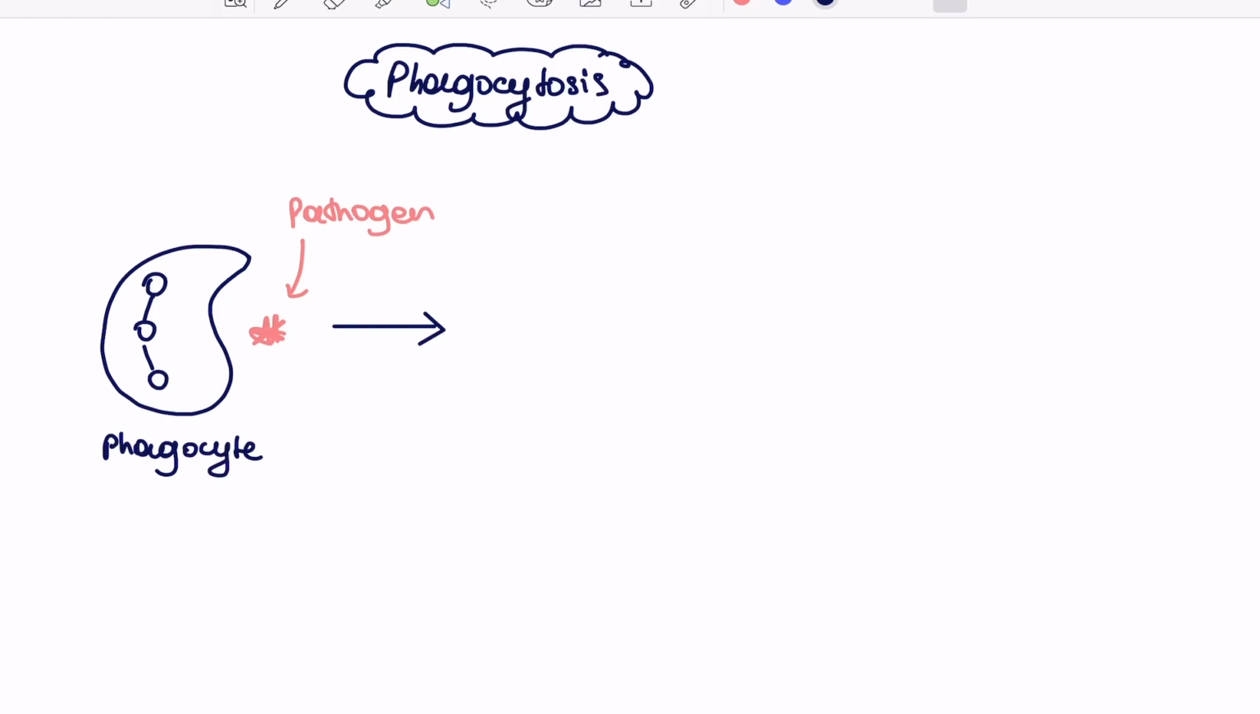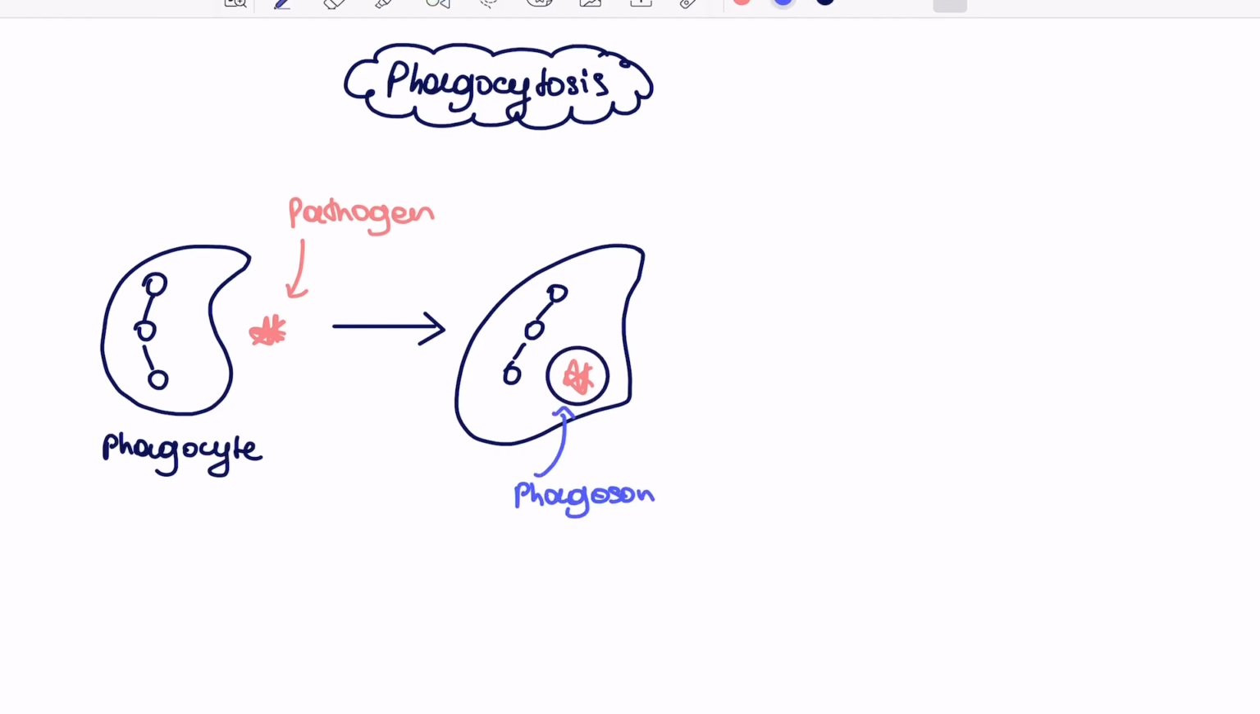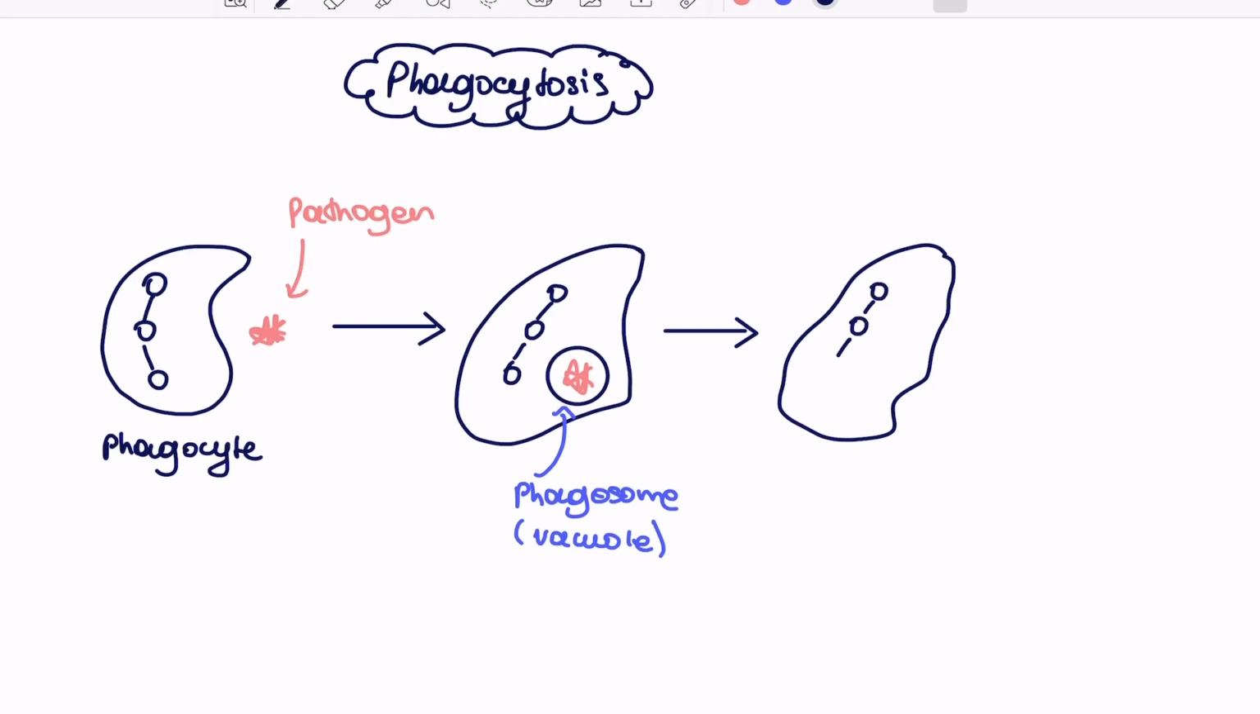And the key thing here is, when it does engulf a pathogen, the pathogen will be engulfed in a structure called a phagosome, which otherwise can be called a phagocytic vacuole, which I'm going to label here in a moment. The whole point of having a phagosome and containing a pathogen inside of it is because in the next stage we're going to fuse the phagosome with a lysosome. And remember, a lysosome is a type of organelle that contains digestive enzymes.